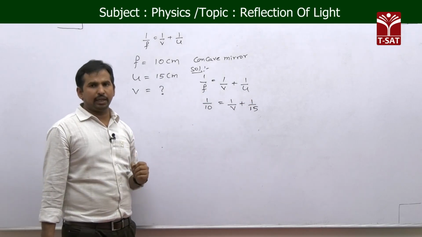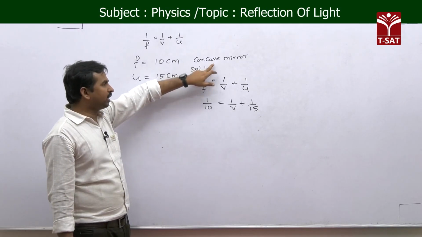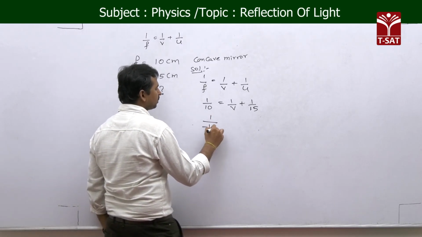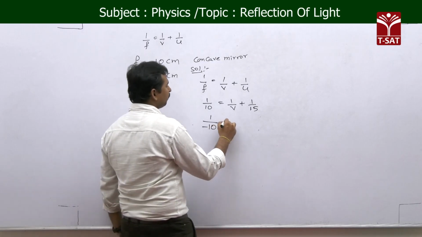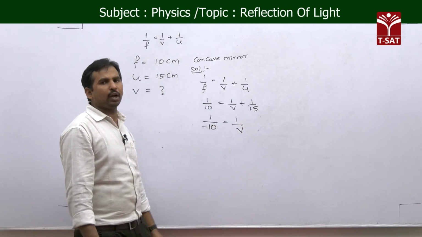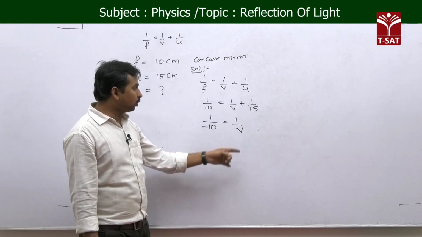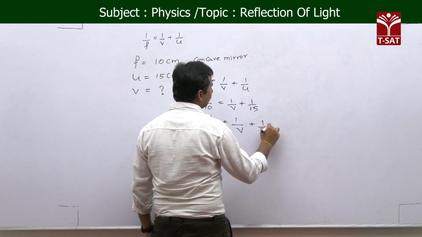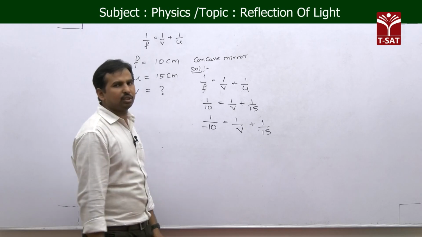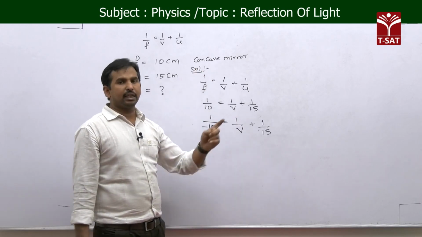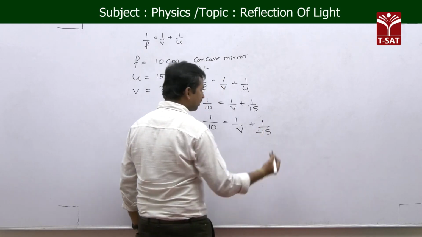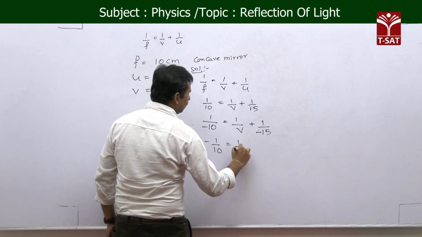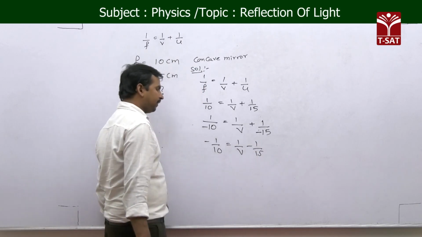Now if you apply the sign convention, we know that the focal length of a concave mirror is minus. So here we have to take minus 1 by 10 is equal to, for the case of v, the image distance, we don't know any value about that image distance, so you need not apply sign convention for v. Then go to the object distance. As we know the object distance here, if you apply the sign convention for object distance, for concave mirror the sign is negative, which is minus. Then finally you'll get minus 1 by 10 is equal to 1 by v minus 1 by 15.